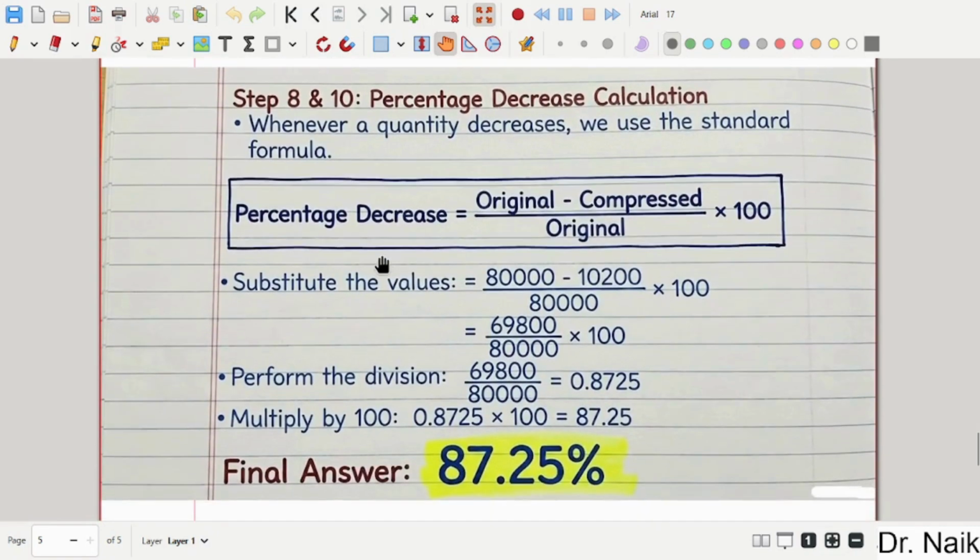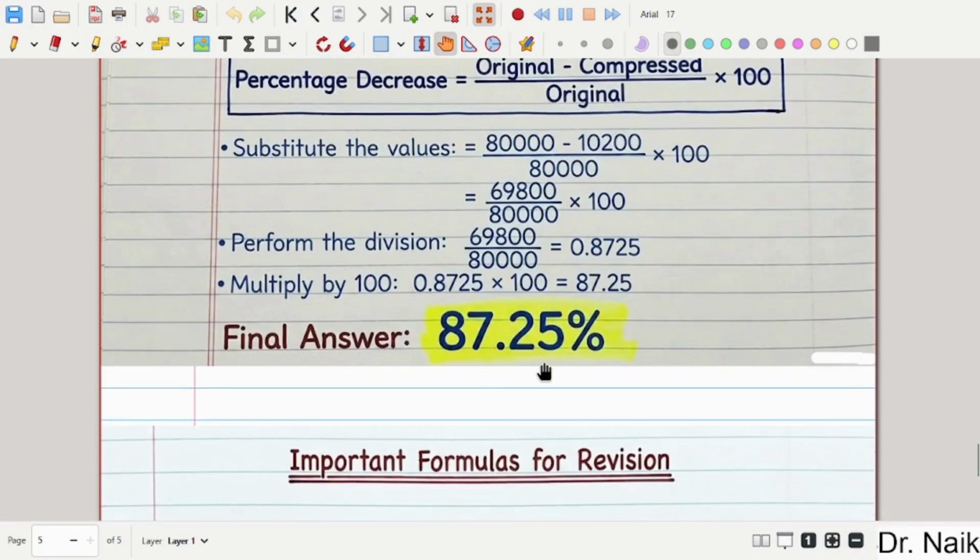The percentage decrease of storage is calculated by the formula original storage minus compressed storage, divided by original storage, multiplied by 100. So original storage minus compressed storage is 69,800, divided by 80,000, multiplied by 100. 69,800 divided by 80,000 gives 0.8725. Multiply this by 100. This is equal to 87.25. So our final answer is 87.25%.